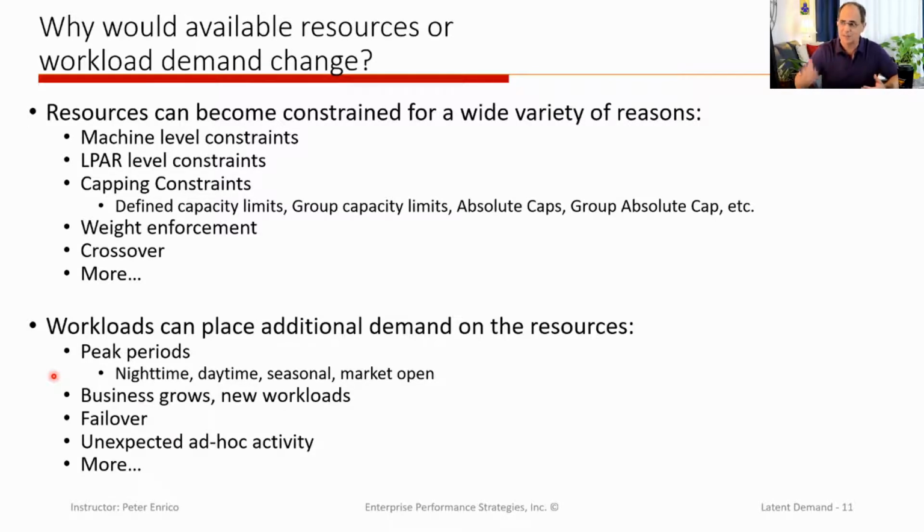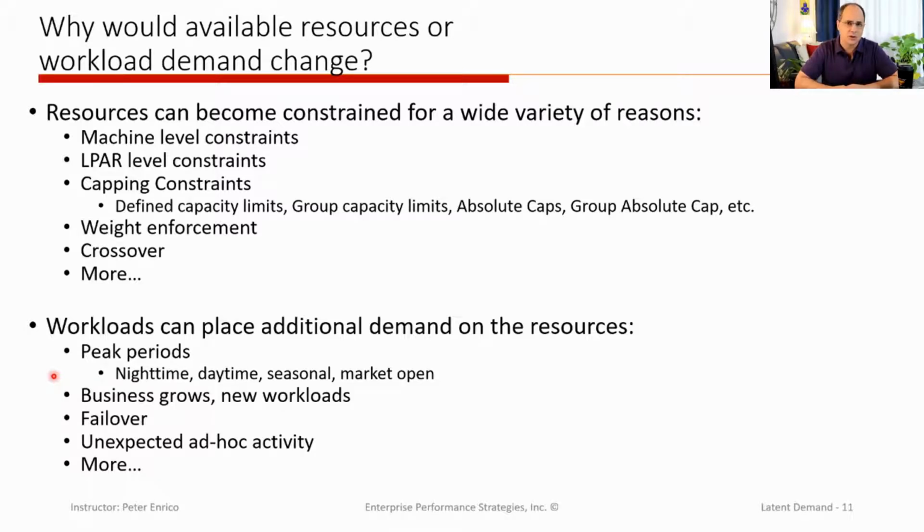There could be capping constraints. We all know about capping, and there's all different types of capping. There's defined capacity limits, there's group capacity limits, absolute caps, group absolute caps. So capping could be a factor where normally maybe you do have enough capacity to run the workload, but for whatever reason, a cap is instituted, and as a result, you're artificially lowering the capacity that's available to the workloads. There's weight enforcement. Crossover is another example where maybe I don't have enough zIIP capacity, so I'm crossing over to my CP engines, and that causes extra load onto the CP engines. So resources becoming constrained is a factor in creating latent demand.